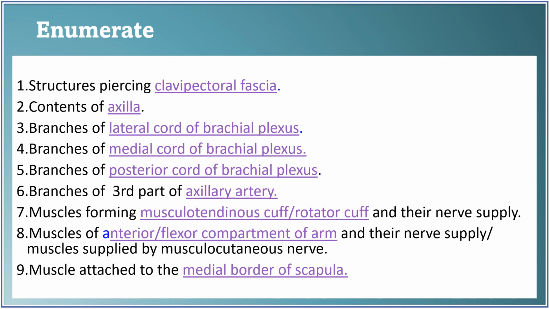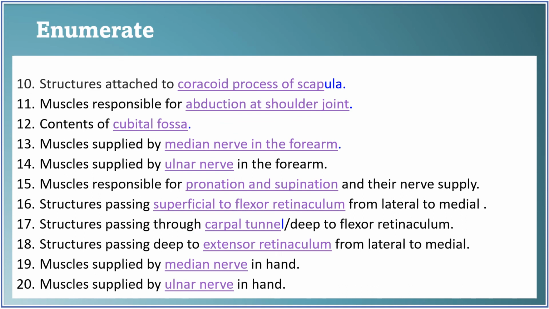Other enumeration topics are, okay, structures attached to coracoid process of scapula. This is often asked. Here you have to mention both the things, right? The 3 muscles as well as the 3 ligaments also. Or the question would be muscles attached to coracoid process or ligaments attached to coracoid process. So read the question carefully.